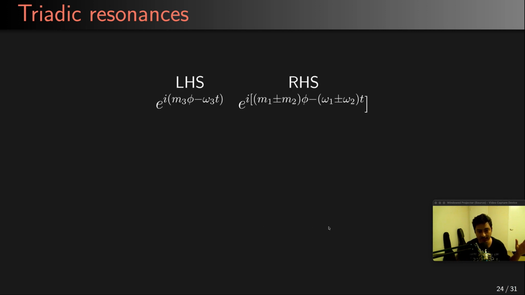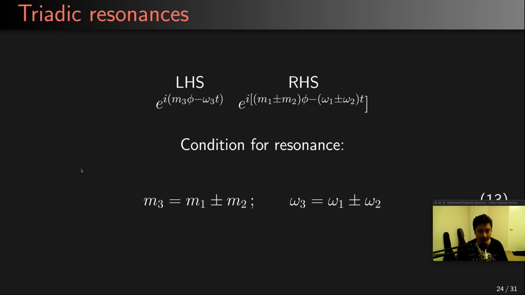Now on the left hand side you get this exponent, on the right hand side you get that. Now imagine if this part in front, the factor in front of phi, matched with m3, and this part matched with omega 3, then that means this nonlinear interaction is actually directly feeding into a mode that can help u1 grow, right? So that leads to a condition for resonance, where you have m3 equals m1 plus or minus m2, and omega 3 equals omega 1 plus or minus omega 2. And these are called triadic resonances.